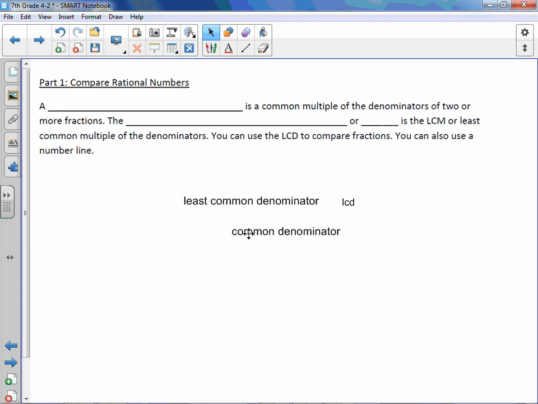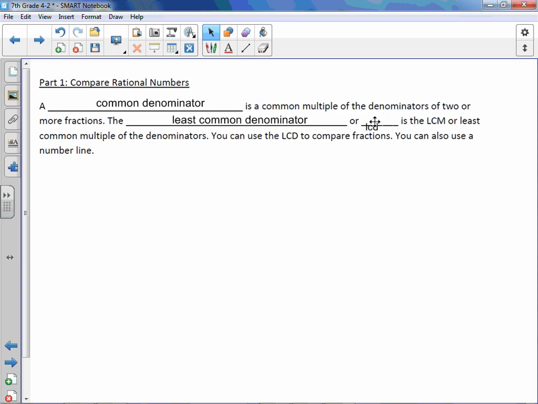A common denominator is a common multiple of the denominators of two or more fractions. The least common denominator, or LCD, is the LCM, or least common multiple, of those denominators. You can use the LCD to compare fractions. You can also use a number line.